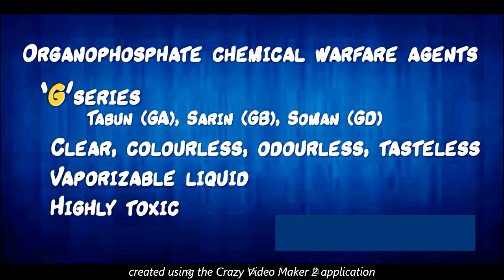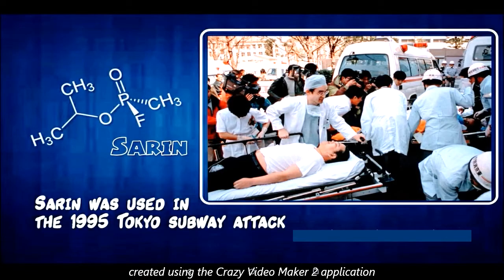Mainly they are used as warfare agents, that is tabun, sarin, soman. These organophosphorus compounds are clear, colorless, odorless, tasteless, and can easily get vaporized, but they are highly toxic. This figure shows that an organophosphorus compound was used in 1995 in the Tokyo subway attack.